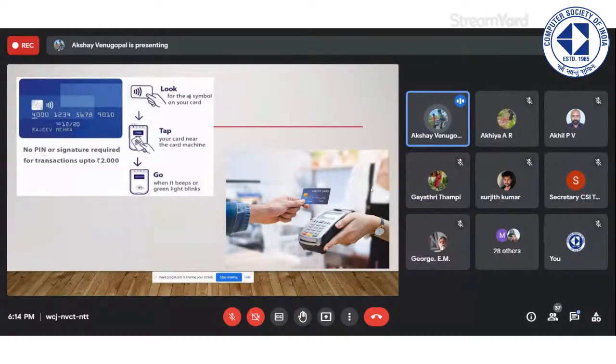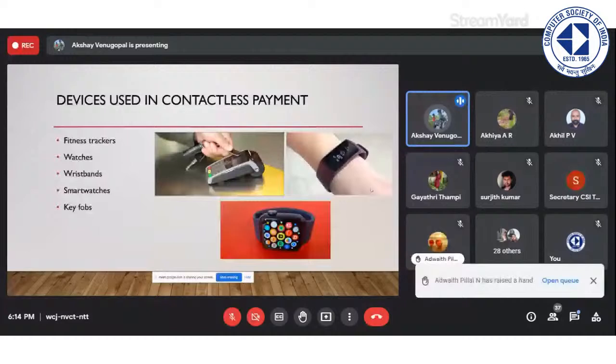The devices used in contactless payment. Many of the technological devices that we use in our day-to-day life, for example smartphones, fitness trackers, watches, wristbands, key fobs, etc., all support the contactless payment system. As we all know, the Apple Watch, one of the most famous smartwatches in the world, also has a contactless payment facility with which we can make payments instantly across stores.